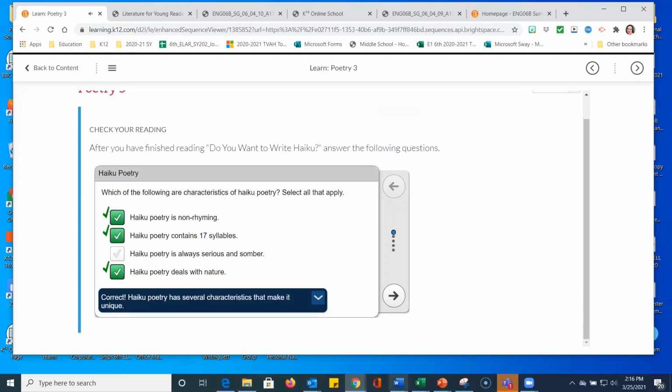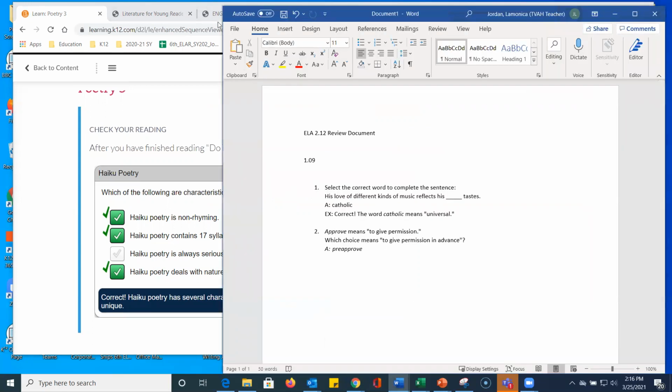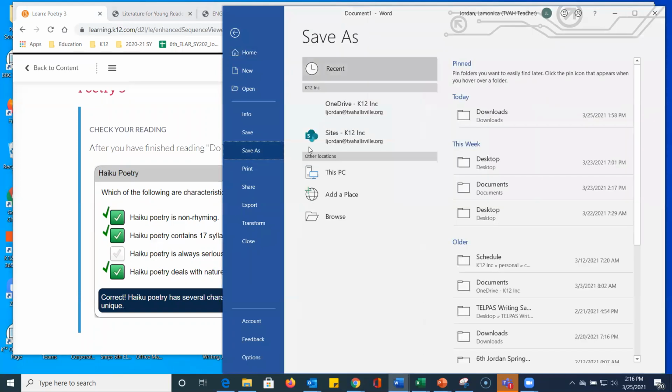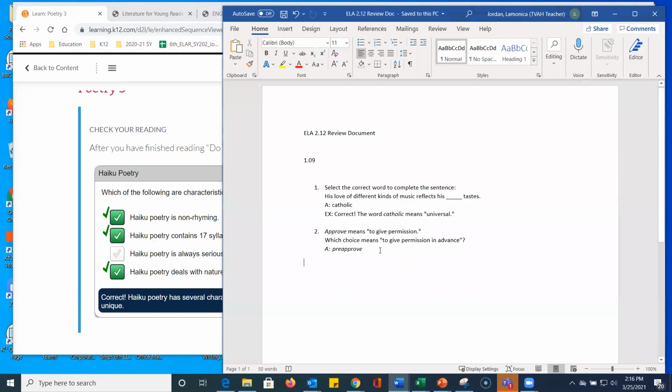Okay, so what we're going to do here is, again, open up our document that we saved. Oh, and I forgot to show you how to save it. File, save as, this PC. And I'm going to put in here ELA 2.12 review document. There we go. That's how you save it. And then since we're starting a new one, and of course you should have a lot more notes than this from 109. But to start 110, you're going to just start 110 over here.